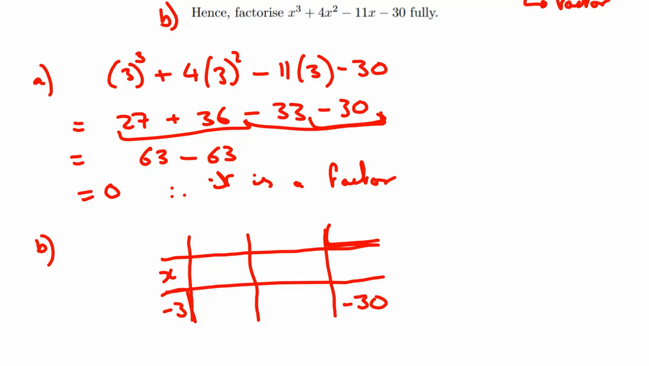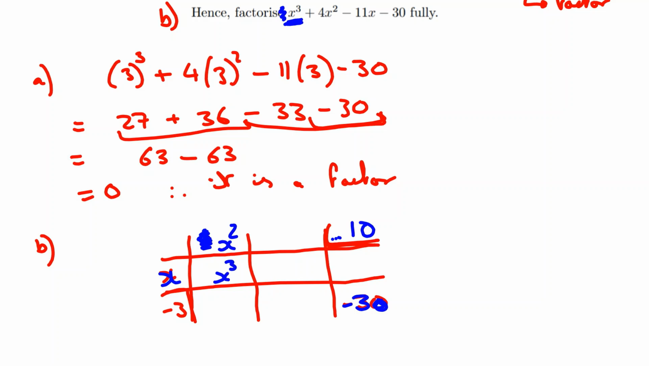Let's do that in a different colour. So straight away, I can spot what goes here. Minus 3 times what gives me minus 30? Well, that is 10. We also know that it's going to be some value of x squared, because x multiplied by x squared gives me that x cubed. But as there's no number out the front, straight away we can just shove in x cubed there.